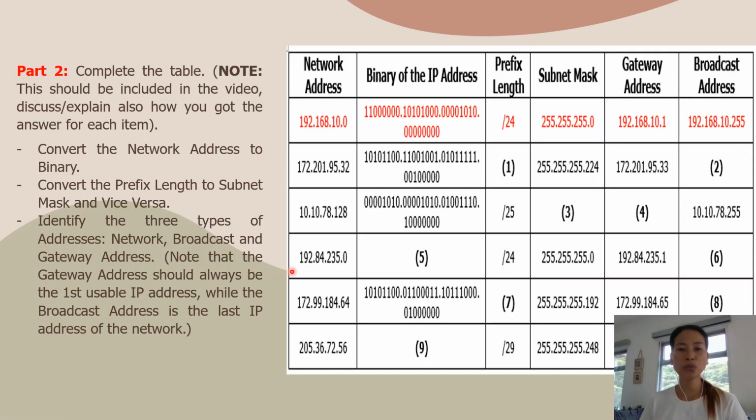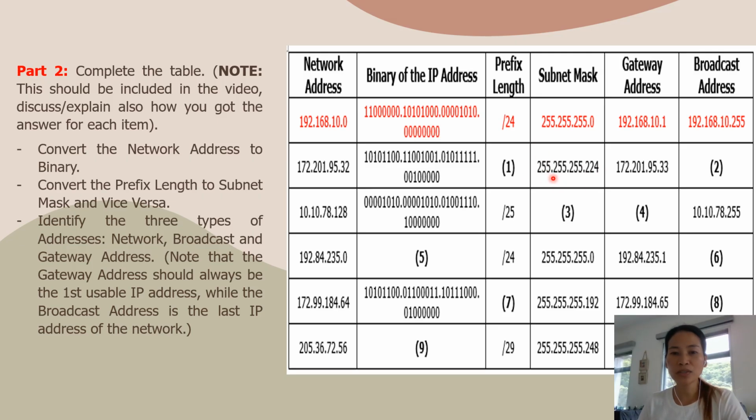Okay, so this is part 2, so we have to answer the questions. The first one: we have to find the prefix length of the network address 172.201.95.32 with a subnet mask of 255.255.255.224. So that means I have to count all the ones here from the subnet mask.